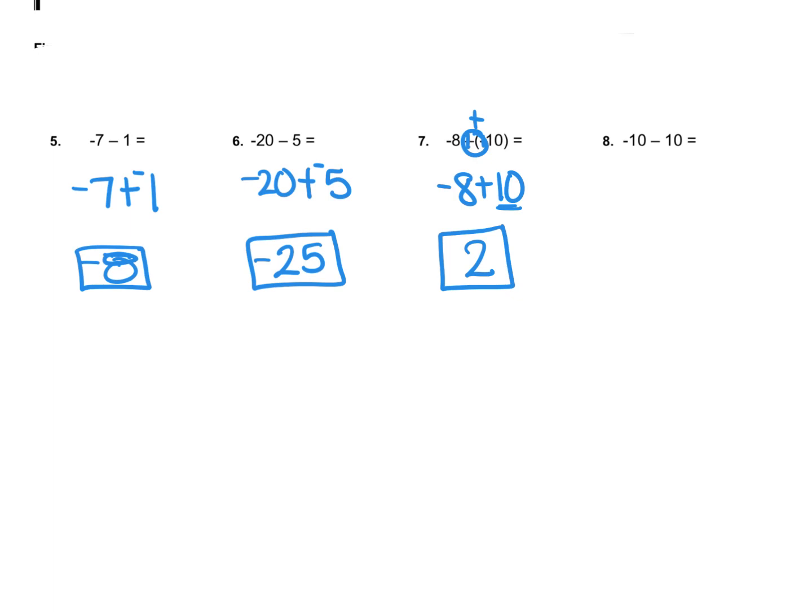And our last one, we have negative 10 minus 10. And again, add the opposite. All right, so now I have 10 negatives and another 10 negatives. So I'm going to add them together. And I get 20. But then again, because it was negative, I have to have that negative sign in front. So in this lesson, we reviewed how to add and subtract integers.